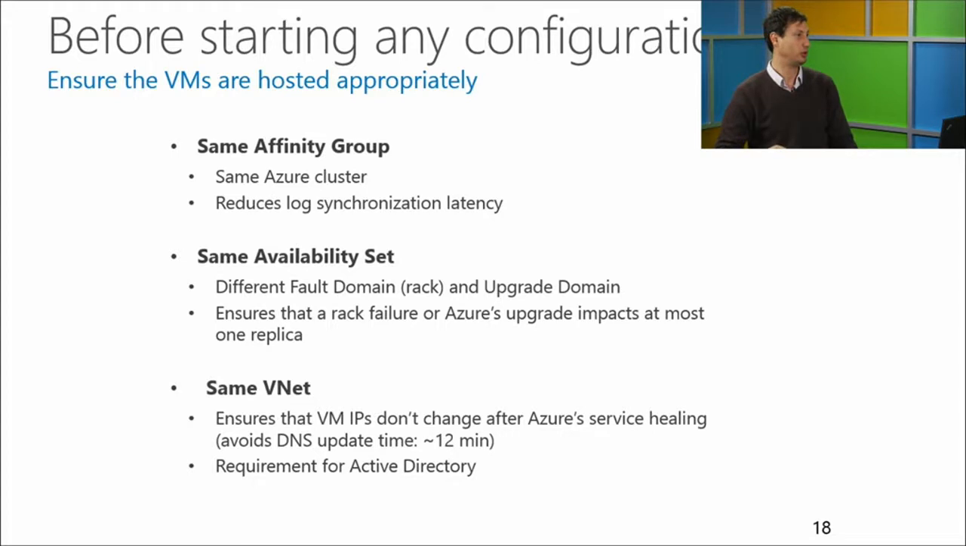Basically, this means they are part of the same Azure cluster, and a cluster is a set of racks that are close together. The reason why you want to do this is because you want your primary and your secondary to be close, because you want to reduce latency between them. You want to make sure that your secondary is continuously synchronizing as fast as possible.